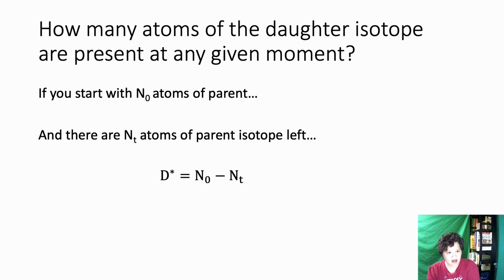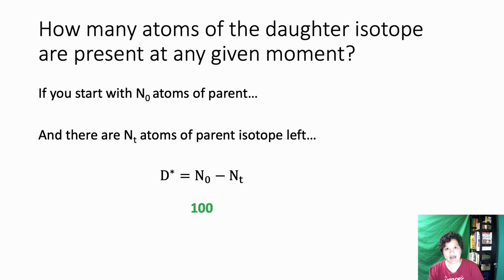And I'm going to start by saying the number of daughter atoms, and that's D star. The star means it comes from radiogenic processes. D star is going to be N0 minus Nt. In other words, the number of atoms of a daughter isotope is going to be the number of atoms of the parent isotope that you started with minus the number that currently exists. So let's think about why that's true.